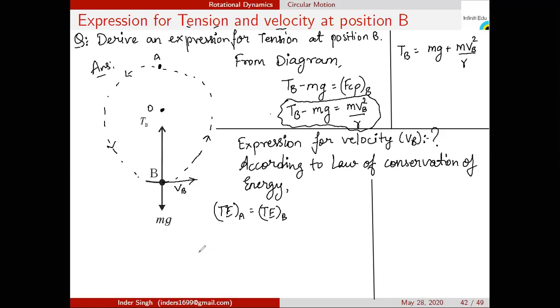One type of energy will be getting transferred to another type of energy. That means in this case, kinetic energy is getting converted to potential energy, and potential energy is getting converted into kinetic energy. So there are two energies which should be considered. Total energy at position A is nothing but kinetic energy at position A plus potential energy at position A. This is nothing but kinetic energy at position B plus potential energy at position B. Then we have to write the formula.